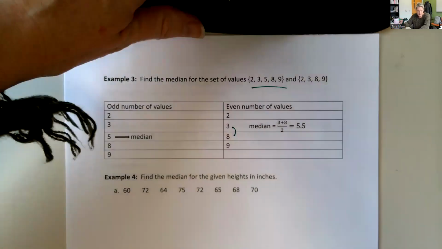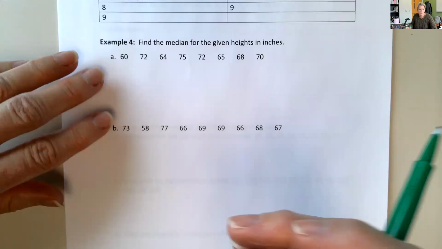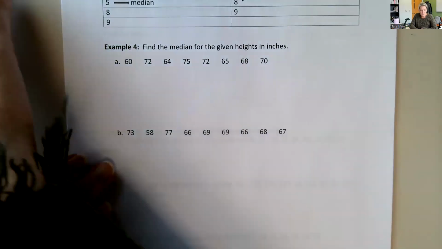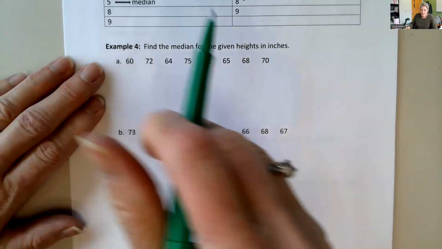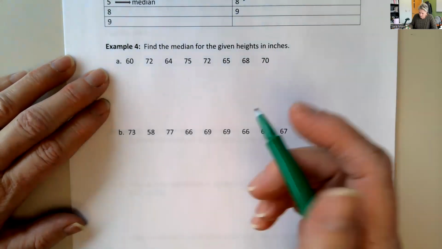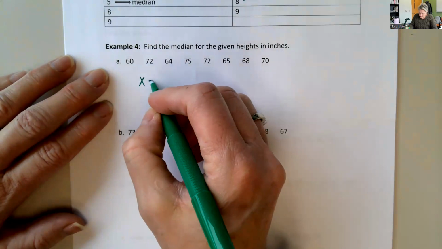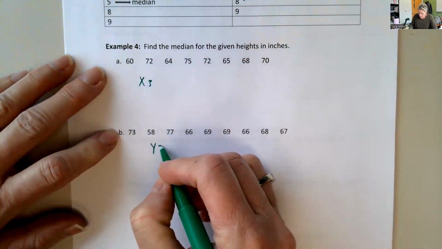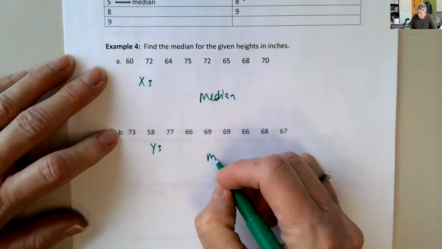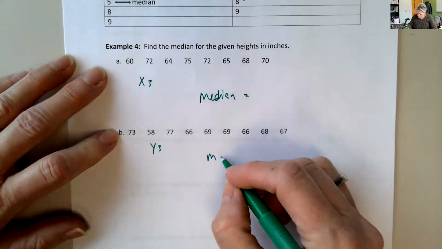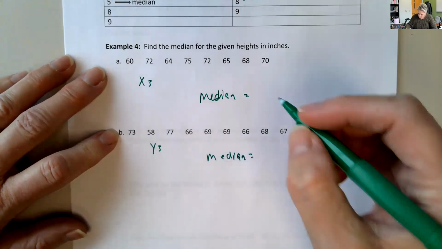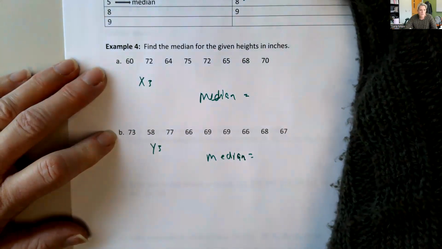Now let's look at the next example. We're going to put these in Desmos. So it says find the median for the given heights in inches. So in Desmos, I put the heights for A into X3 and the heights for B into Y3. And you're going to see those. And then we're going to go back and label the median for each. And so I will show you those in Desmos.